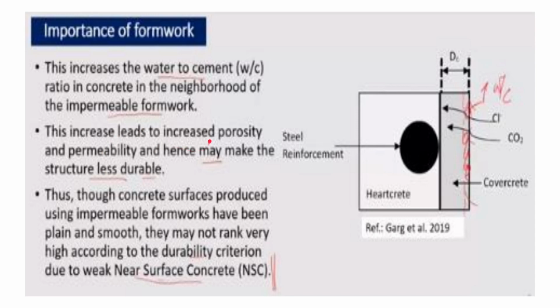Because of the increase in water cement ratio in the neighborhood of the impermeable formwork, there is increased porosity and permeability, and that may make the structure less durable. Thus, though concrete surfaces produced using impermeable formworks have been plain and smooth, they may not rank very high according to the durability criterion due to weak near surface concrete.